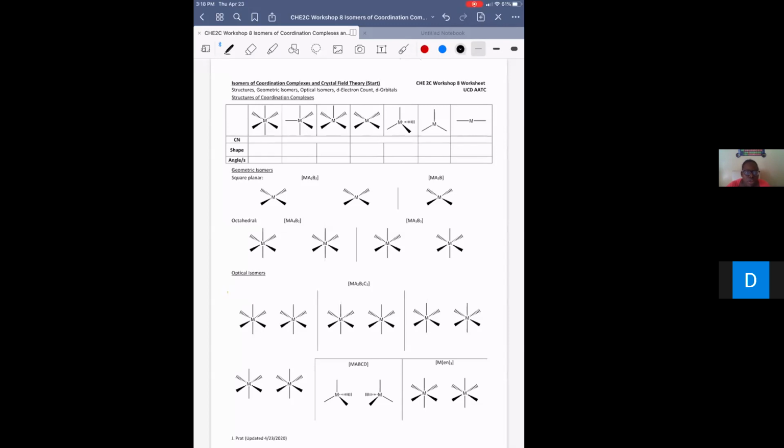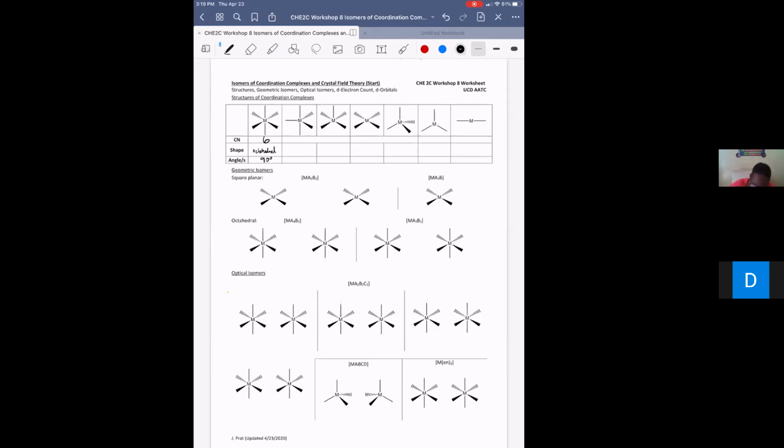So for our first molecule, we can see that we have 6 different ligands attached to our metal center. So this would give us a coordination number of 6, right? And the shape here was octahedral. This is our most common shape. And the angle here will be 90 degrees.